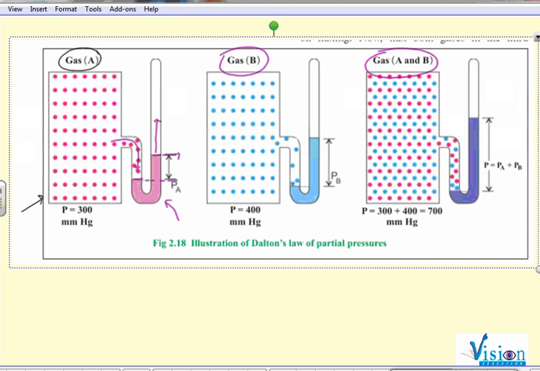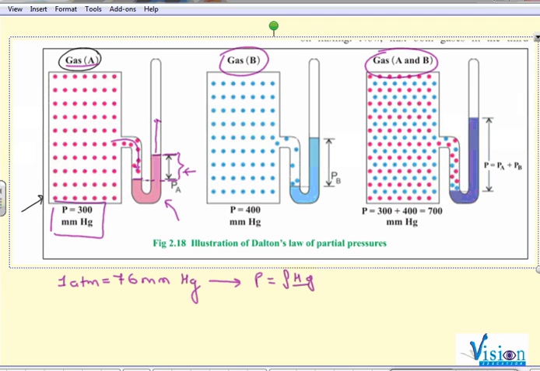We know 1 atmosphere is equal to 76 millimeter height of mercury. In the same way, they find out the height of mercury over here, and that height of mercury can be converted into pressure by using the formula rho g h. Correct or not? So here they found out for gas A, the pressure in the form of mercury was 300 millimeter, and that pressure is known as the partial pressure of gas A.